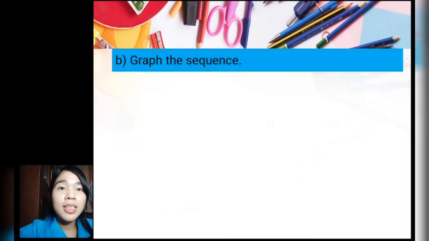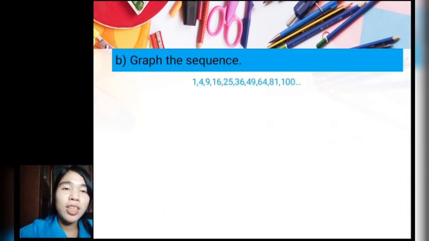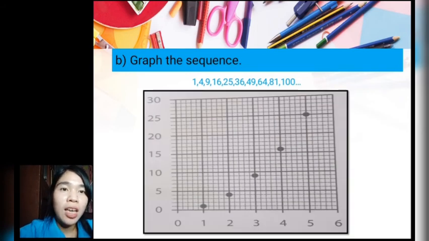So now, let's proceed to graphing the sequence. So we have here now the 10 layers as 1, 4, 9, 16, 25, 36, 49, 64, 81, and 100. So now, let's have the graph of it. Okay, so as you can see here, below is the number of terms. Then, on this side, the 0, 5, 10, 15, 20, 25, 30, and so on and so forth are the nth term of the sequence.